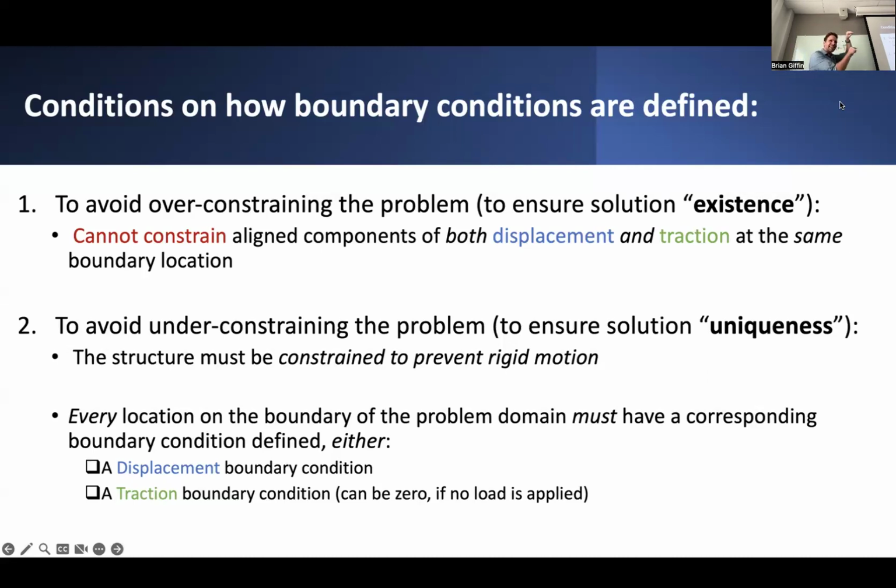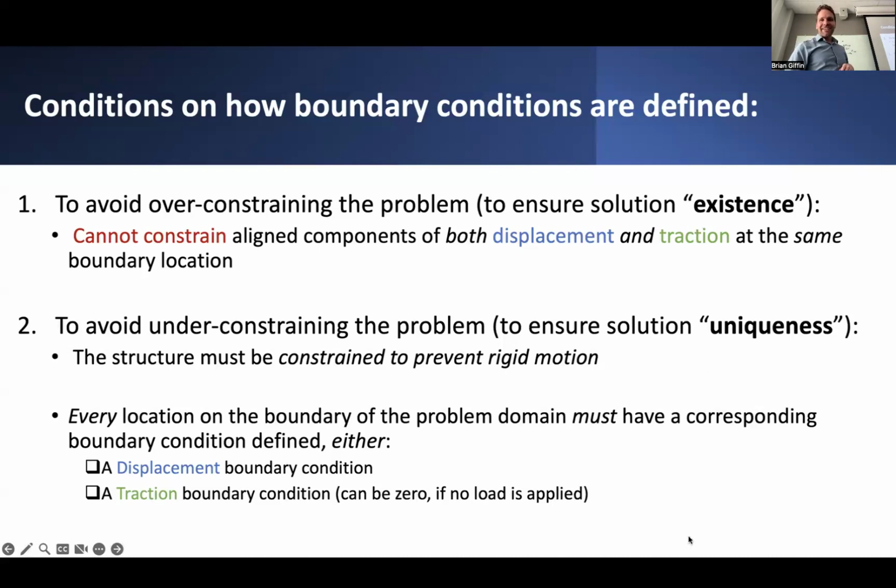I have to be explicit, even in the locations where there is no load applied or no displacement constraints applied. Technically speaking, there is still a traction boundary condition applied there. It's just zero traction. So really, everywhere on the boundary needs to have either a displacement or a traction boundary condition, but it cannot have both at the same location. So that's a nice way of encapsulating things.